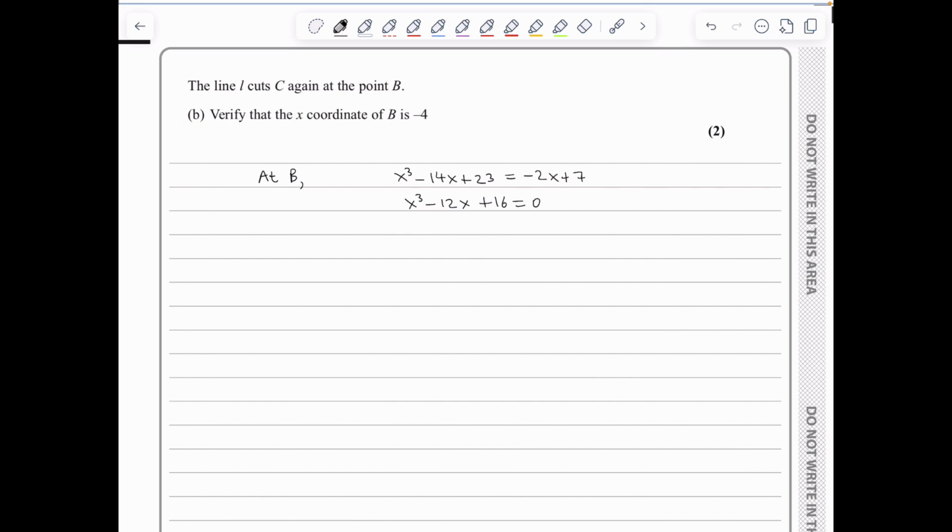I'm not asked to solve the given cubic here. I'm asked to verify that the x-coordinate of B is negative 4. So I will simply check whether x equals negative 4 satisfies this equation. So we're looking at x cubed minus 12x plus 16, which is equal to negative 4 raised to the power of 3 minus 12 times negative 4 plus 16. If you plug this into the calculator, you get an answer of 0, and therefore we conclude that at the point B, x is negative 4.